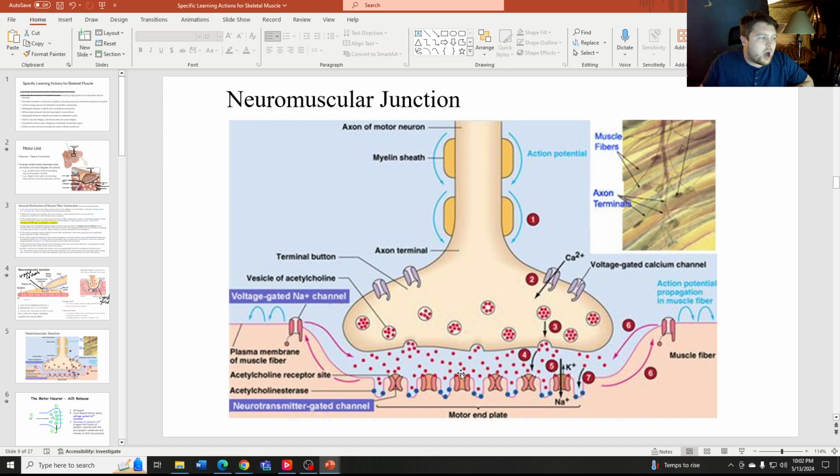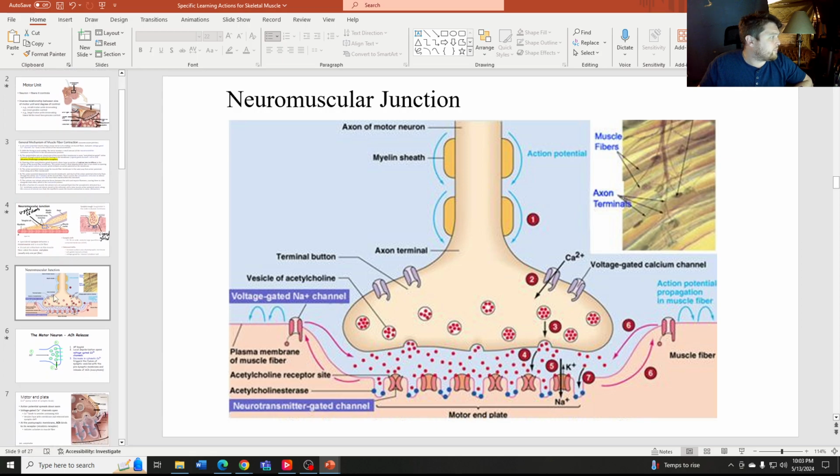It's going to exocytose, or leave the axon terminal, go across into the neuromuscular junction, binding onto acetylcholine-gated cation channels, where sodium is going to come through, potassium is going to leave, and then that signal is going to propagate over and over until it reaches more voltage-gated sodium channels across the plasma membrane of the muscle fiber, also known as the sarcolemma.